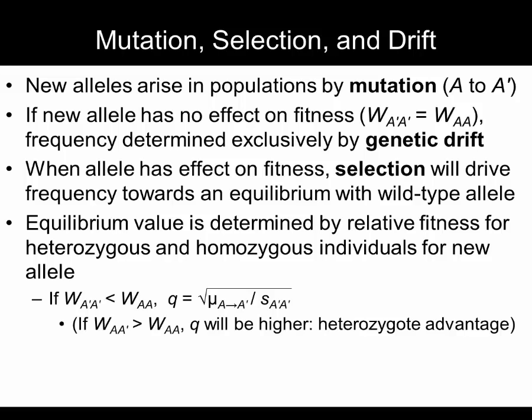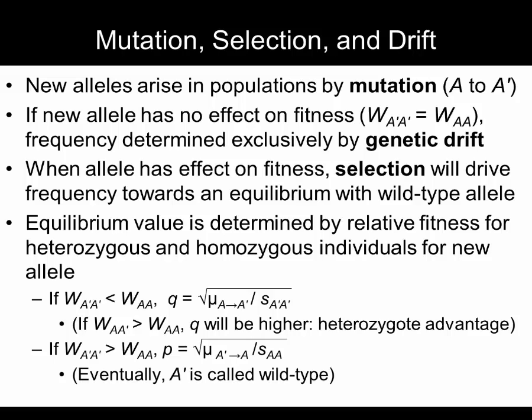Though q can be higher than this if the heterozygote has a higher fitness than the homozygous wild type, as we observed last lecture with heterozygote advantage. If homozygous mutant individuals have a higher fitness than homozygous wild type, then the mutant allele will move toward fixation. It will be the wild type allele whose frequency is determined by the mutation rate and selection coefficient. Though once a mutant allele becomes a predominant version, it gains the status of wild type.